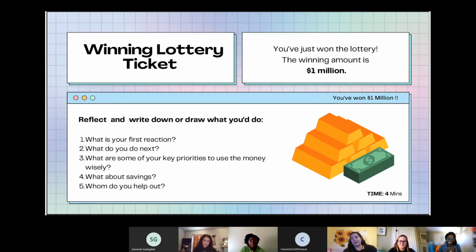I can go next. So my first reaction, I would have two. I would be really excited, but also terrified. Only because it's like, okay, that's a lot of money, but it's not a lot of money. So you don't want to spend it all, but you also don't. Yeah, it's a lot.